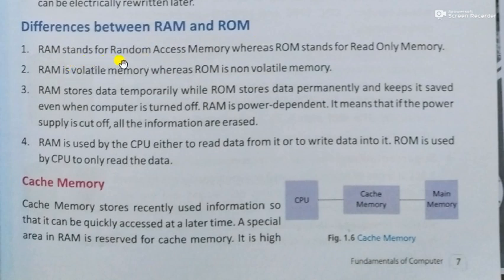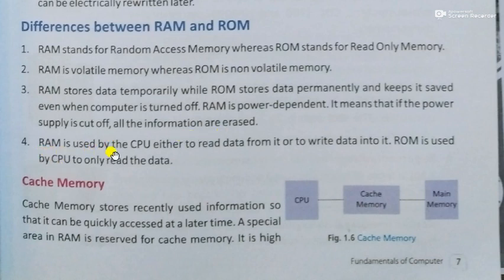RAM stands for random access memory, whereas ROM stands for read only memory. RAM is volatile memory, whereas ROM is not volatile memory. RAM stores data temporarily, while ROM stores data permanently and keeps it saved even when the computer is turned off. RAM is power dependent. It means that if the power supply is cut off, all the information is erased.